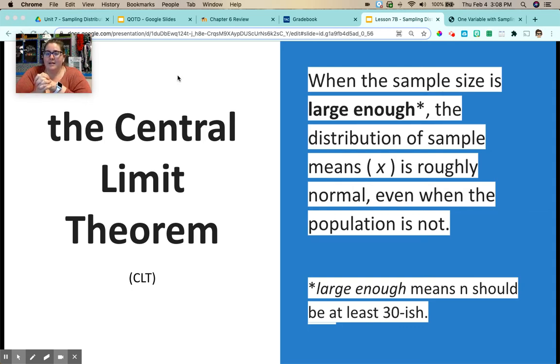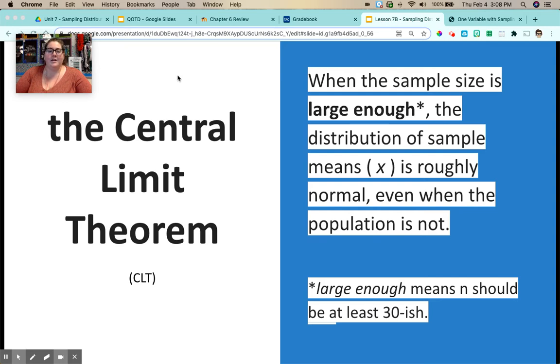But it also says that when our sampling size is large enough, and usually we mean around 30, the distribution of sample means, our sampling distribution, will be roughly normal, even if the population was not normal. And that's really, really important to know.